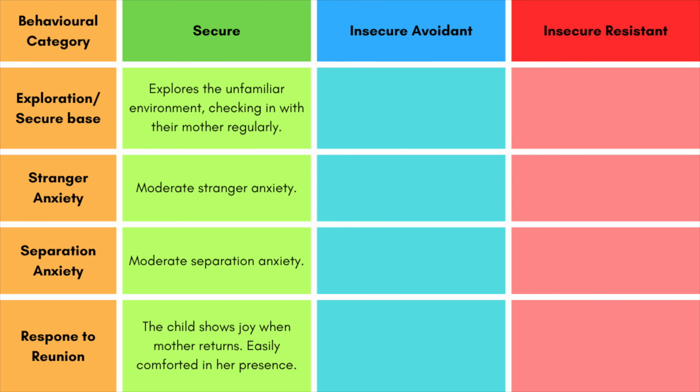Secure attachment is characterised by the child using the mother as a safe base, exploring the environment, and showing moderate separation and stranger anxiety. Upon reunion, the child shows joy and is easily comforted.